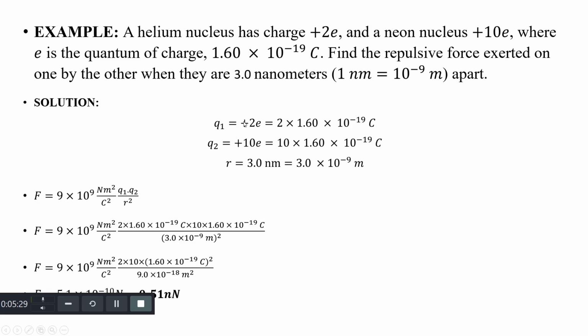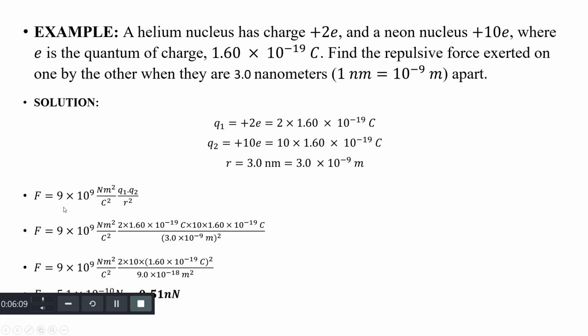So here the charge on the helium is +2, so you need to multiply +2 with 1.6 into 10 raised to power minus 19 Coulomb. Keep in mind this is the charge value for a single charge, and when it comes to +2 you have to multiply 1.6 with 2. Neon has 10 protons, so 10 into 1.6 into 10 raised to power minus 19 Coulomb. The distance between these two charges is 3.0 nanometer, or 3.0 into 10 raised to power minus 9 meter, because nano is equal to 10 raised to power minus 9.